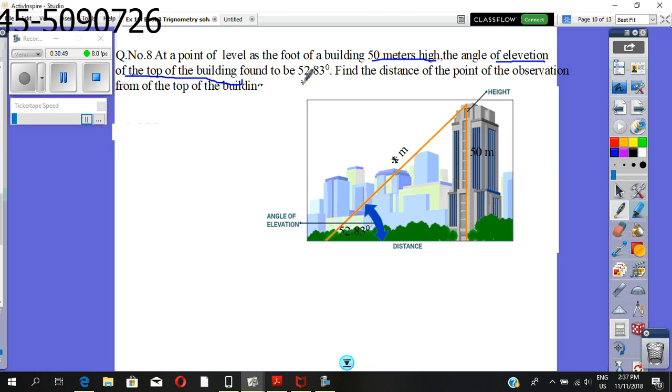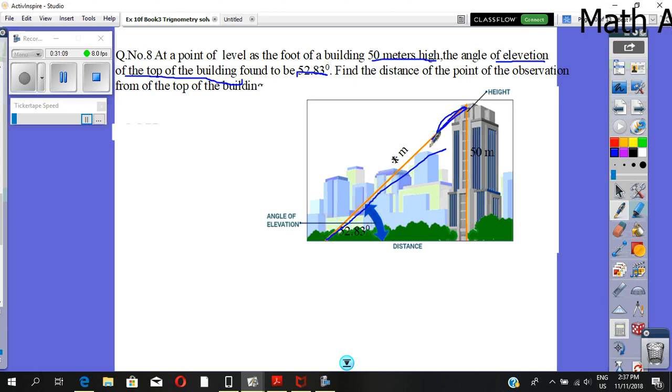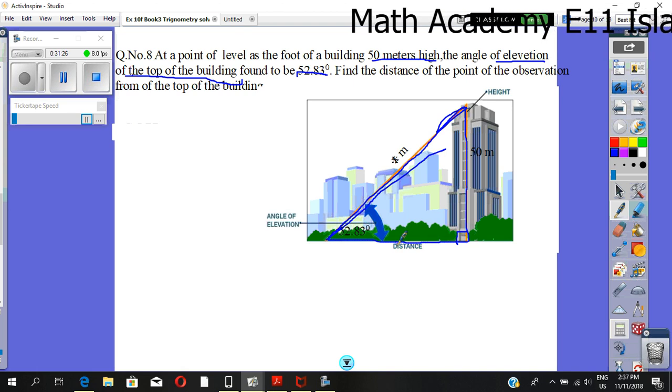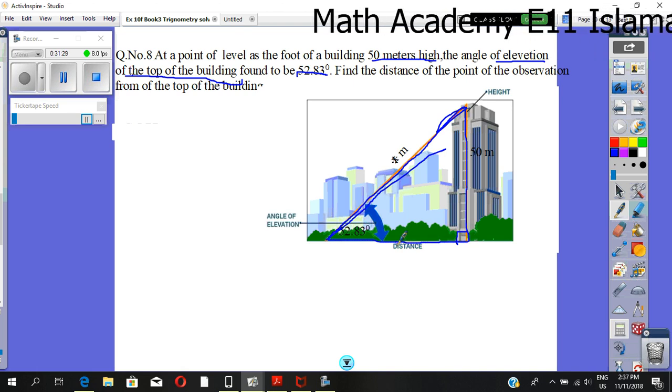The angle is 52.83. Find the distance from the point of observation to the top of the building. Here we're supposed to find this distance, from where the observation point is, looking at the top of the building. I'm so sorry for my poor drawing. The height of the building is the 50 meters, the angle here is 90 degrees, and the horizontal angle is 52.83.